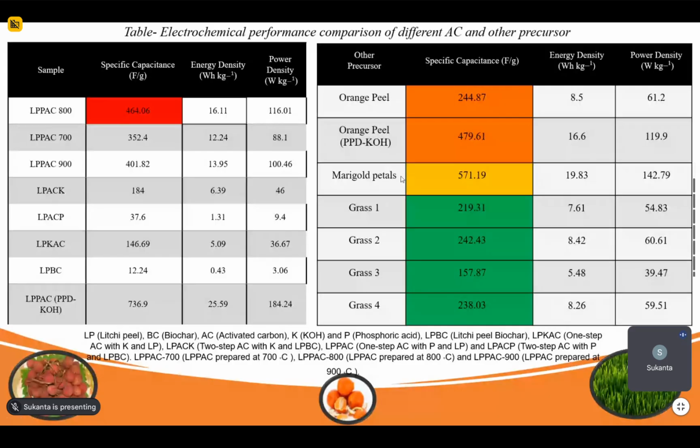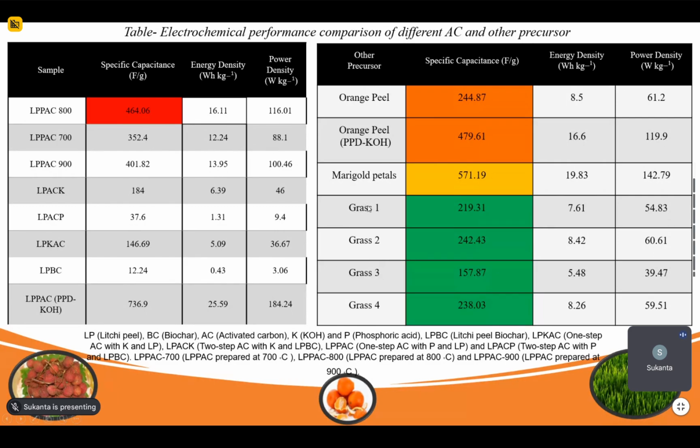Also, we have used marigold petals. Now we can ask why marigold petals. Because after our functions and puja, we throw these marigold petals here and there. So we tried to check whether marigold petals will be useful as activated material in supercapacitors. We found a really good capacitance value, 571 farad per gram.